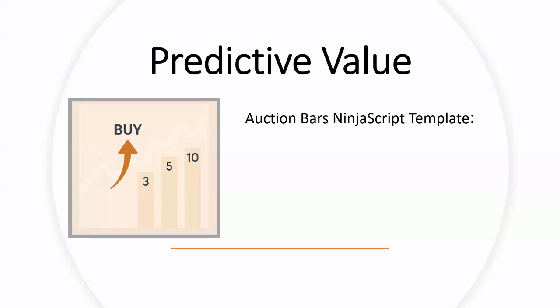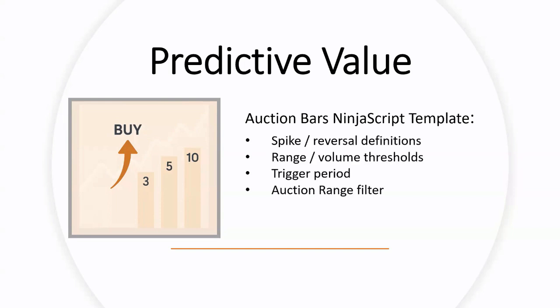That's what we address with the strategy toolbox. Under what circumstances are signals able to predict market direction? And we've now just released an InnoScript template for the auction bars. So by working directly with the indicator logic, you can test and adjust spike requirements, key reversal definitions, range and volume thresholds, trigger period, or the higher time frame that defines where to look for reversals.